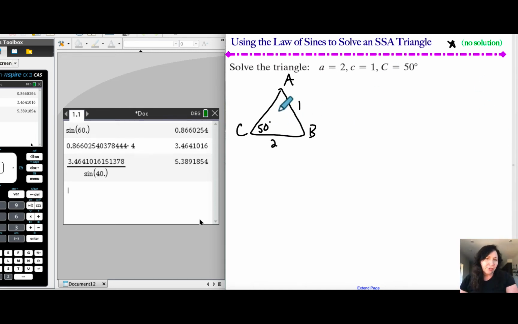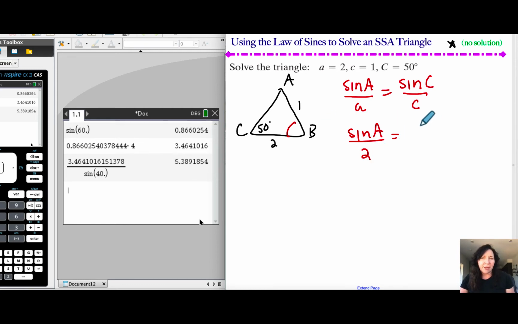So we're going to start off with A first, because I don't have angle B and I don't have side B, so I can't start with angle B anyways. The formula we're going to use is sine of angle A over little a is equal to sine of angle C over little c. So let's plug our values in. We still don't know what sine of angle A is, but we do know little a is 2. Sine of angle C, so that's sine of 50 degrees, over little c, which is 1. We're going to cross multiply, and I get 1 times sine of angle A, which is sine of angle A, is equal to 2 times sine of 50.